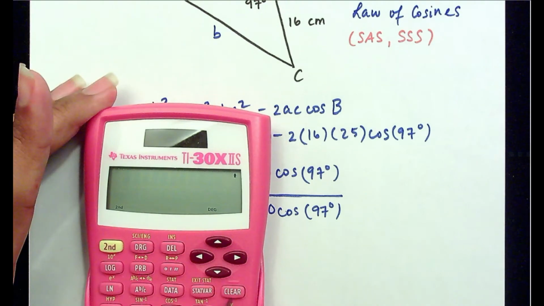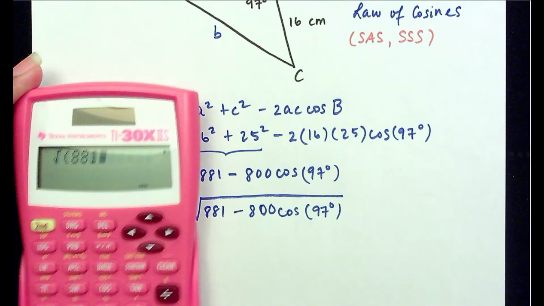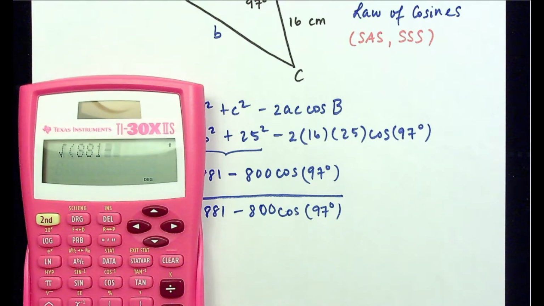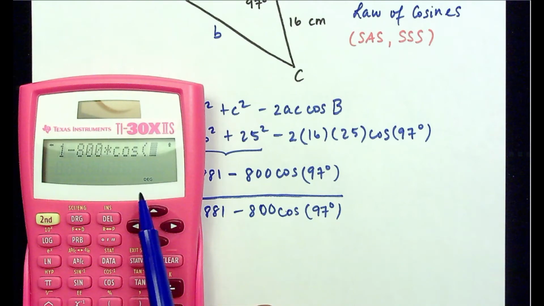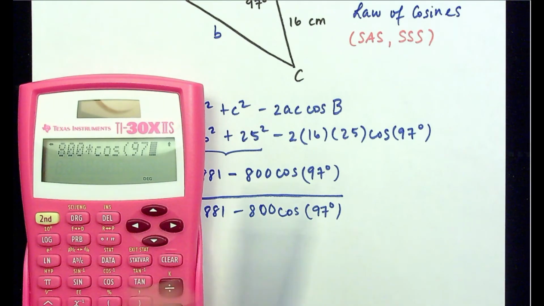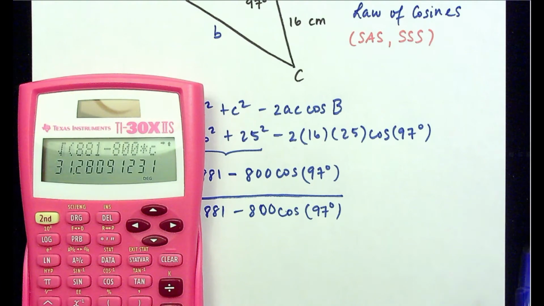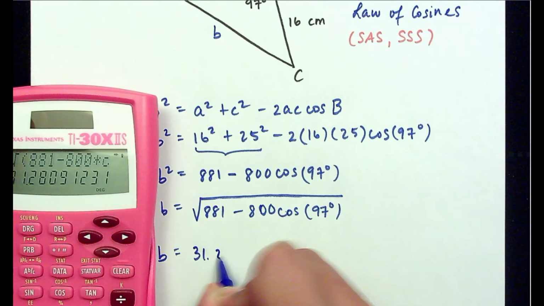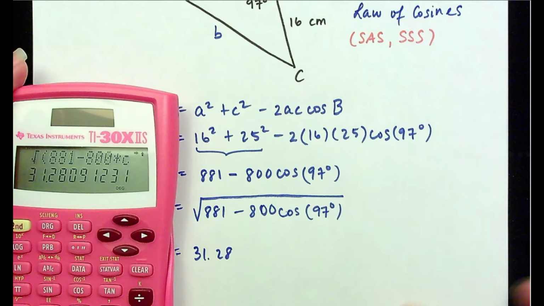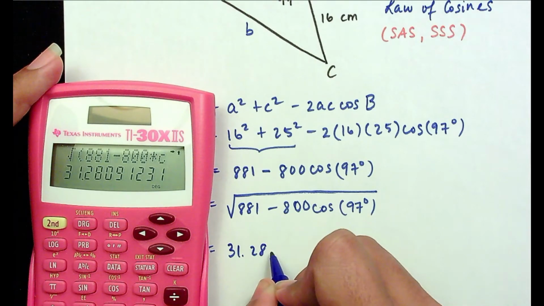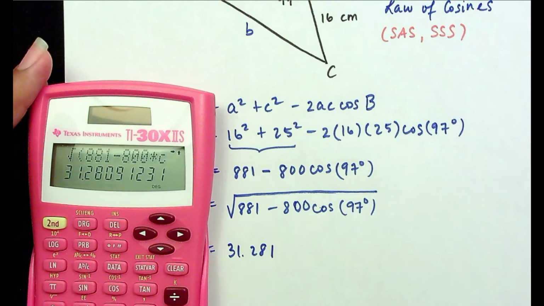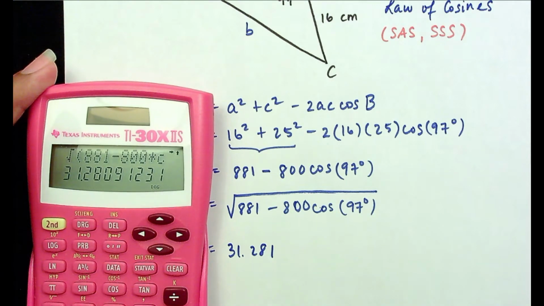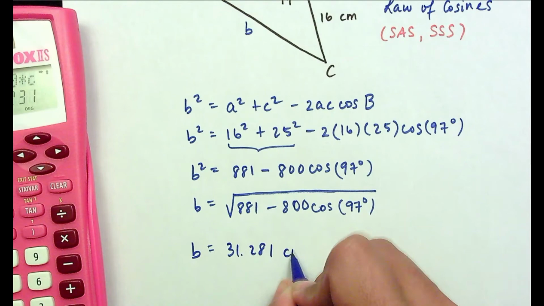I want the square root of 881 minus 800 times the cosine. Again, make sure it's in degrees. Cosine of 97. And that is 31.28. And I want 3 decimals, so 1 centimeters.